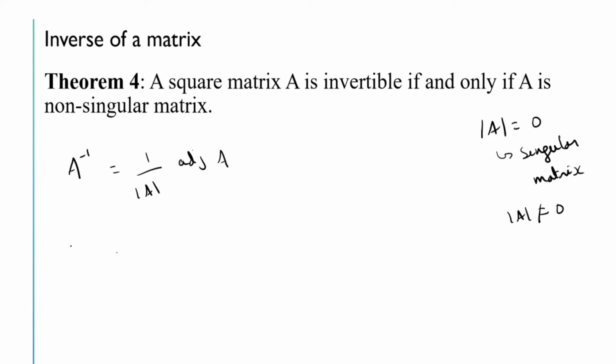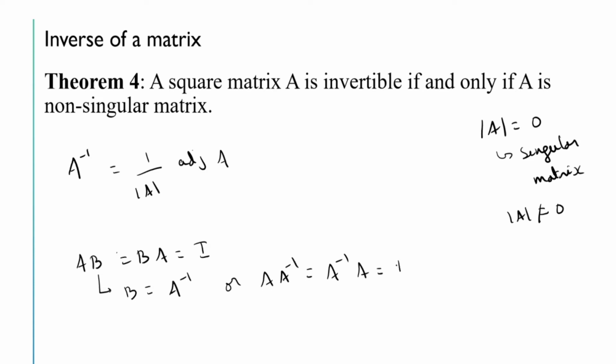Now, we call a square matrix A as invertible. That is, we can find the inverse of a square matrix A if we have a matrix B such that AB equal to BA equal to the identity matrix. In this case, we call this matrix B as the inverse of A and it is denoted by A inverse. Or we have A into A inverse is equal to A inverse into A is equal to I. So, we can calculate the inverse of a matrix as 1 by determinant of A into adjoint of A.